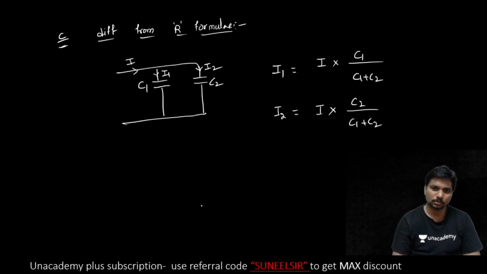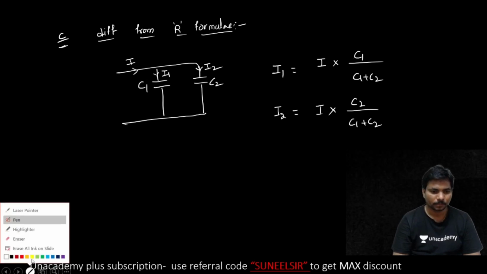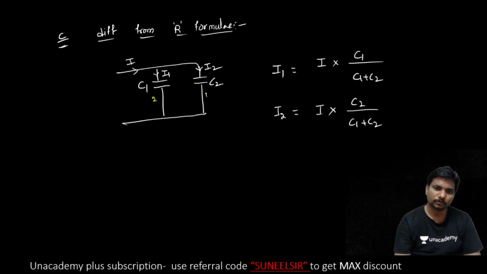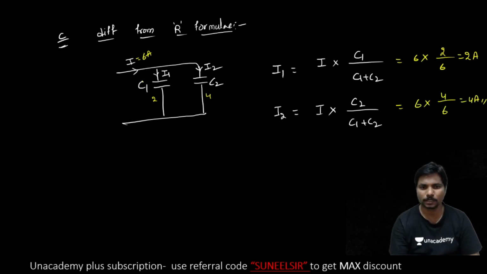Let us take some values, then you will get the idea. Let us take capacitance values of 2 and 4, and the total current is 6 amps. Then what is I1? I1 is equal to the total current into the same capacitance, 2 farad, by the total capacitance 2 plus 4, that is 6. So that is 2 amps. For the other capacitor, the total current into its capacitance by the total capacitance gives 4 amps. So we get 2 and 4.